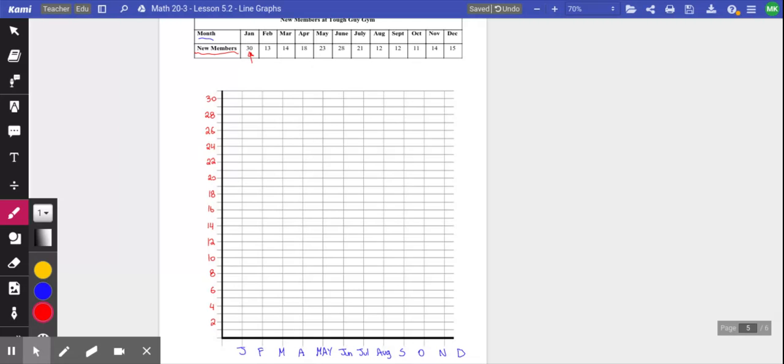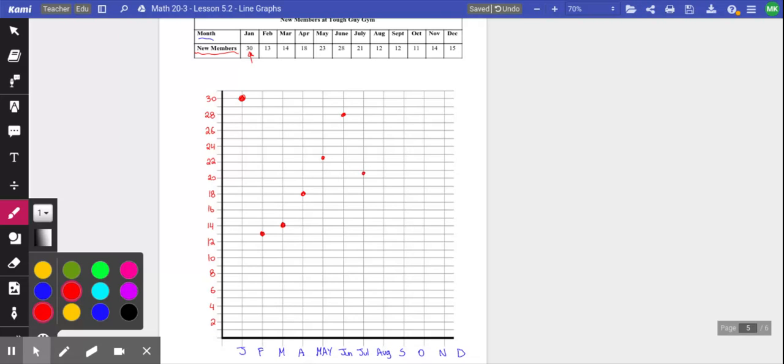And then you're just going to go ahead and you're going to place your points. So for January, we had 30, so I'm way up here. February, we had 13, so it'd be there. March, we had 14. April, we had 18. May, we had 23. June, we had 28. July, we're down to 21.